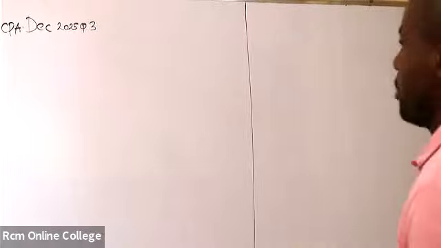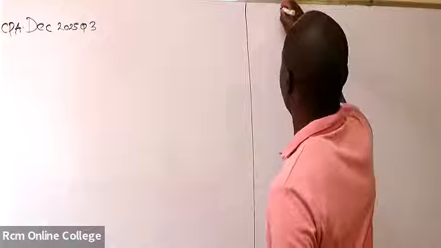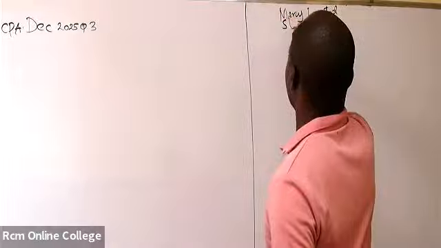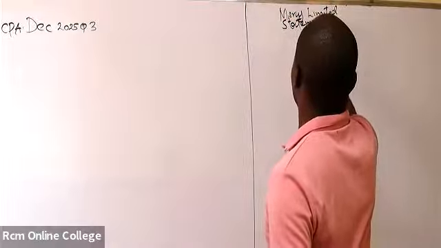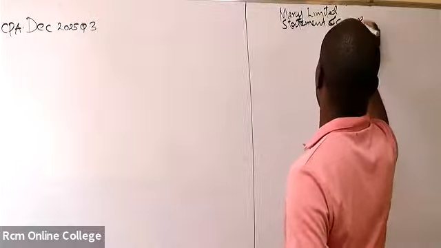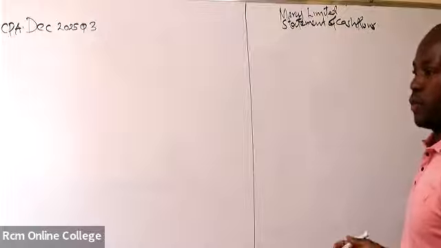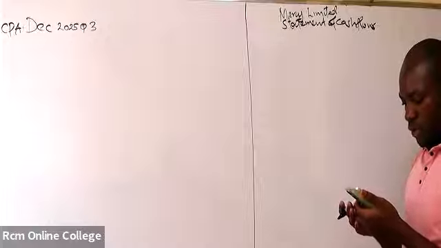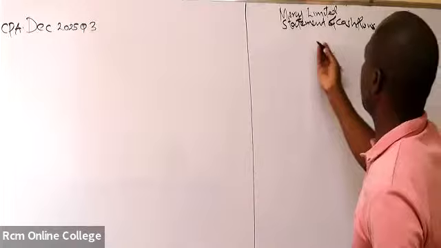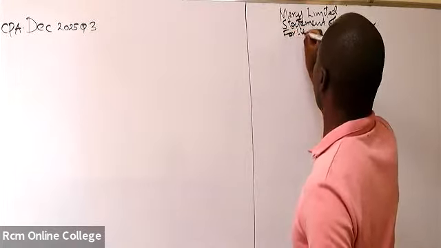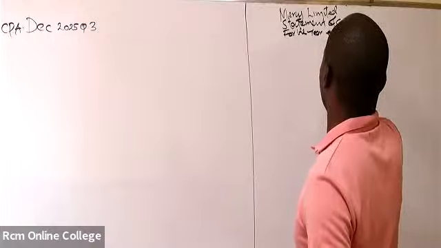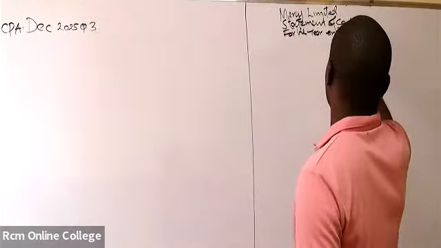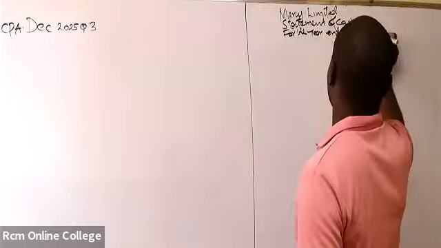So here I talk about Bhysic Limited. Statement of cash flows for the year ended 30th September 2025. So we have 30th September 2025.